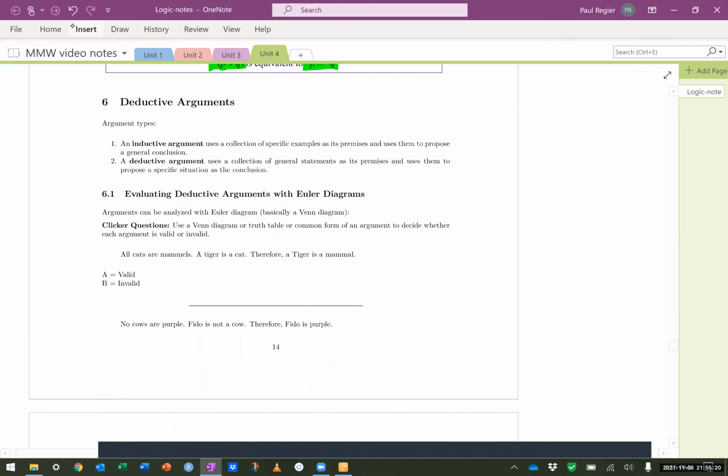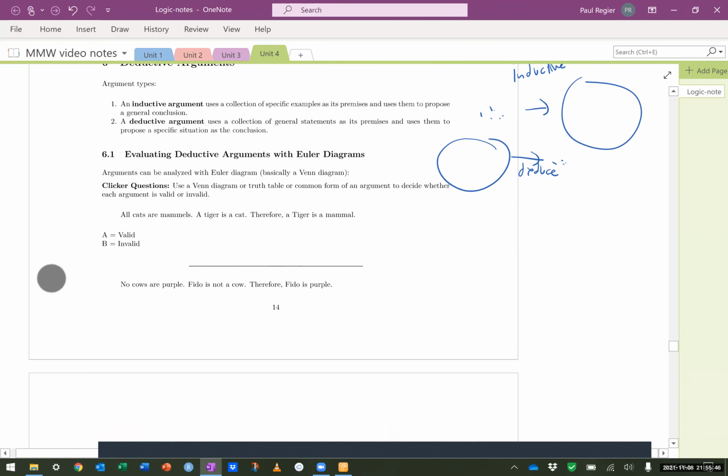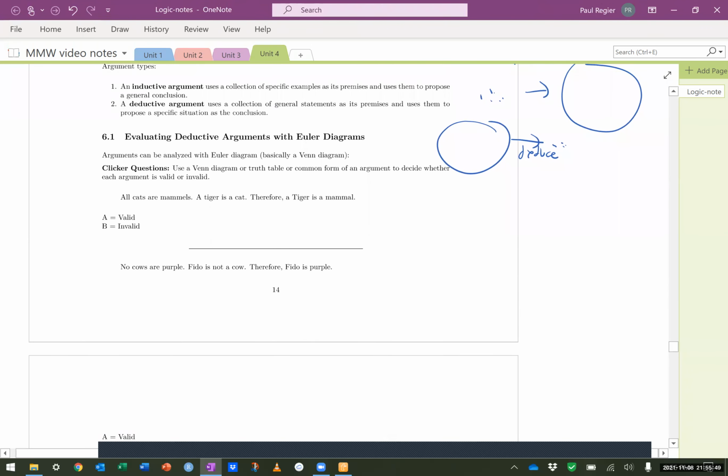There's really two kinds of arguments that people make. Inductive is you take a bunch of little information and you make a bigger conclusion. Deductive is you take a big bunch of information and you make one or two conclusions. Lots of information and you distill it. So we're going to work on some deductive arguments. One way to look at deductive arguments is using what's called a Euler diagram, Leonhard Euler. He's a mathematician. This is basically the same thing as a Venn diagram, if you're familiar with Venn diagrams.